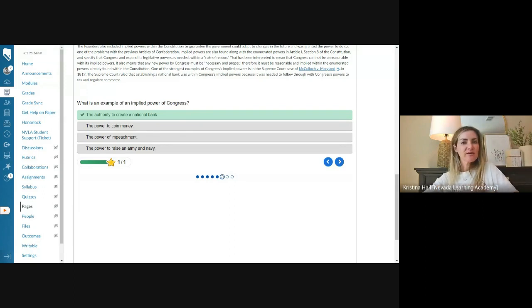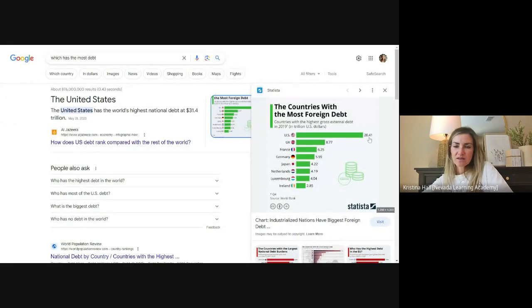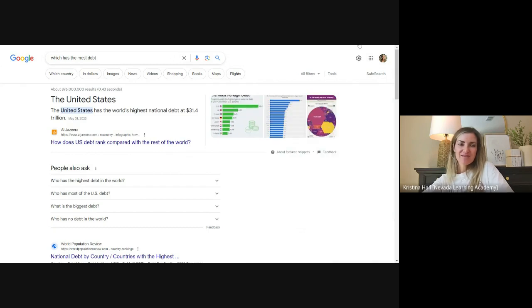That's a good question. Let me Google it. Which country has the most debt? The United States has the world's highest national debt. Yep, we get the prize, 31.4. So it looks like here is the chart. It looks like we are in the lead. UK is behind us. France, Germany, Japan are 1, 2, 3, 4, 5th in line. Netherlands, Luxembourg, and Ireland. That's really sad. Again, very sad. Not good use of resources.